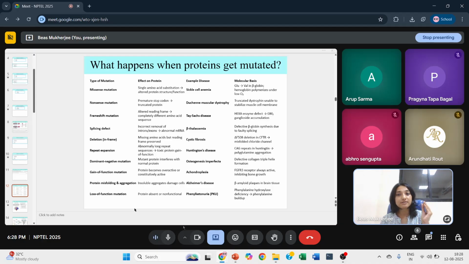So what happens is the full protein is not synthesized, but only a part of the protein is synthesized, and that is seen in Duchenne muscular dystrophy, where this truncated dystrophin is unable to stabilize the muscle cell membrane. You can read about this in detail. Then there can be frameshift mutation, and this is seen in case of Tay-Sachs disease. There is a difference in the frame, so a completely different amino acid is read because of this, and the effect is ganglioside accumulation due to this enzyme defect. So all of these different mutations are there. You can go through them and see what happens in case of which mutation. Okay.